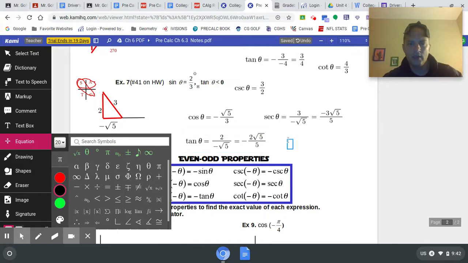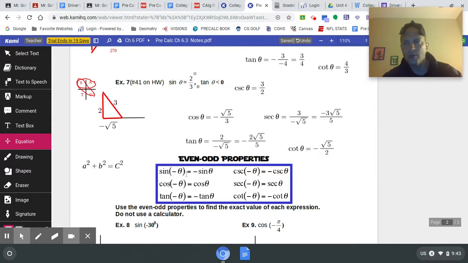Last but not least, I have cotangent of theta. Again, A over O, I have adjacent is a negative square root of 5, and that's divided by opposite, which is 2. So overall, not too bad.